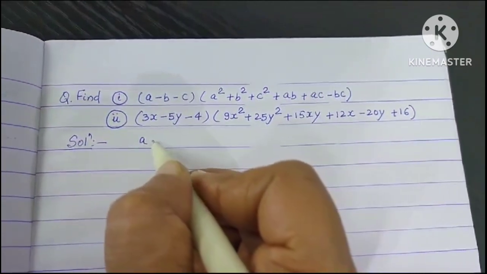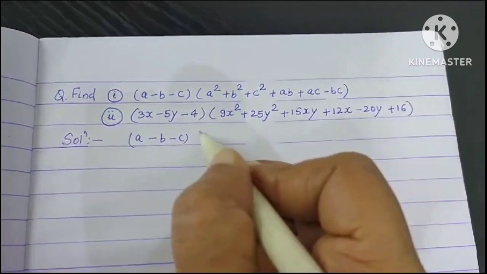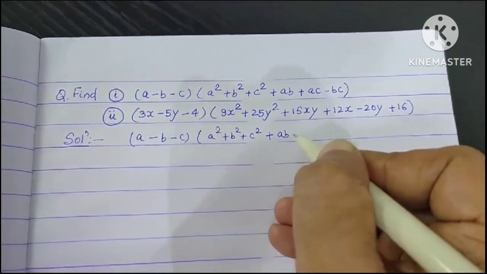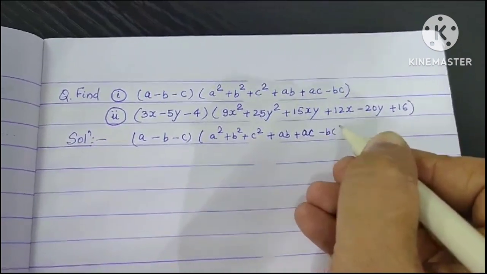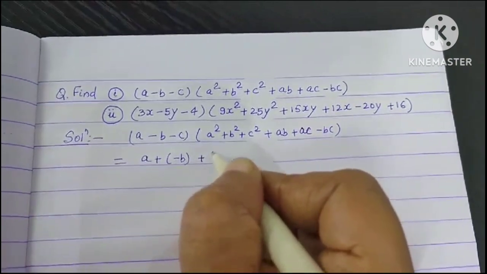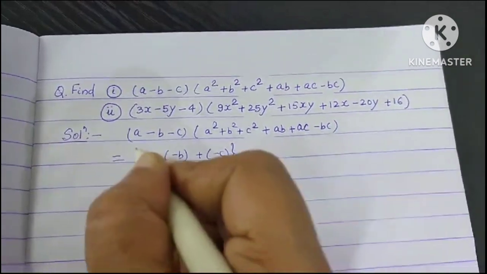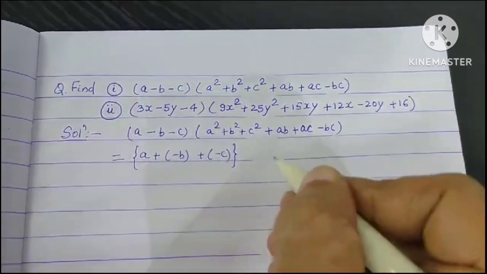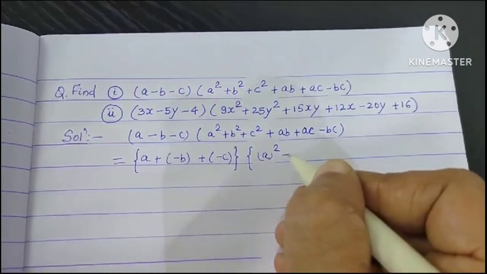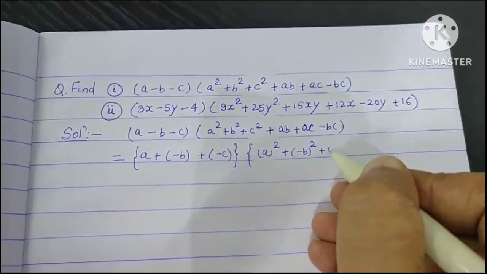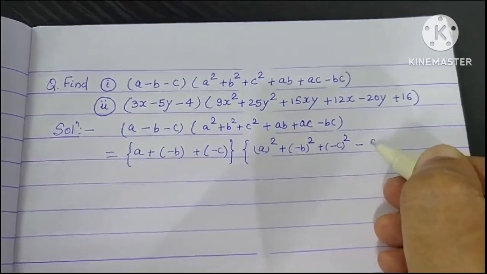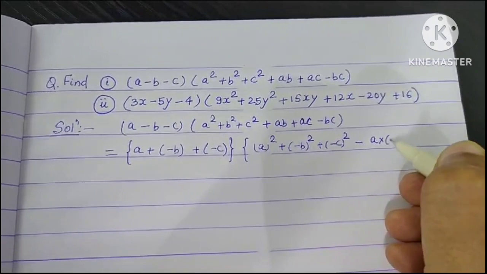So let us write it: a minus b minus c and a square plus b square plus c square plus ab plus ac minus bc is equal to a plus minus b plus minus c. First of all, we are writing in the form x plus y plus z, and here you will have a square plus minus b square plus minus c square, x square plus y square plus z square minus xy. Minus x is a multiplied by minus b.